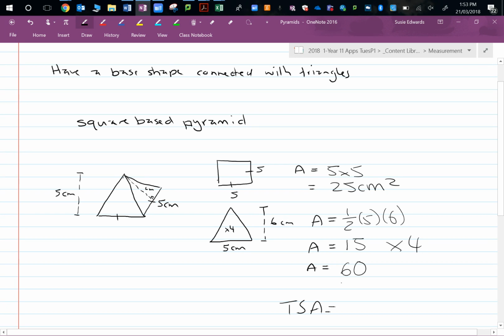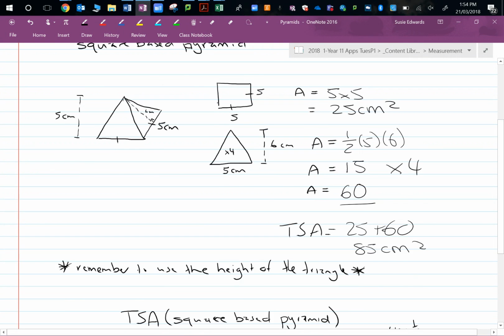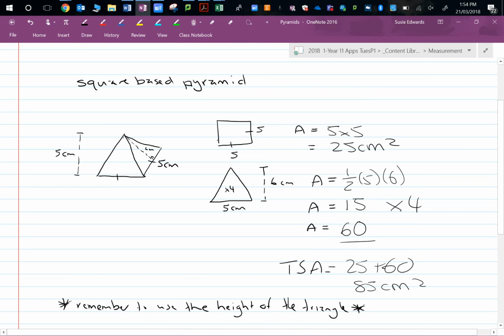So we've got 60. And so in total, we've got 25 plus 60, so we've got 85 square centimetres. And can you write with asterisks, remember to use the height of the triangle because that's where everybody gets tricked. So there's two different things. There's the height of the triangles and then there's the height of the pyramid.